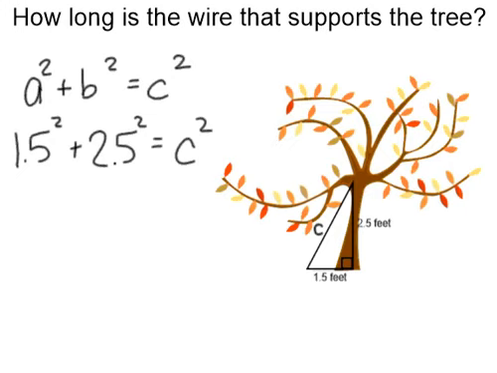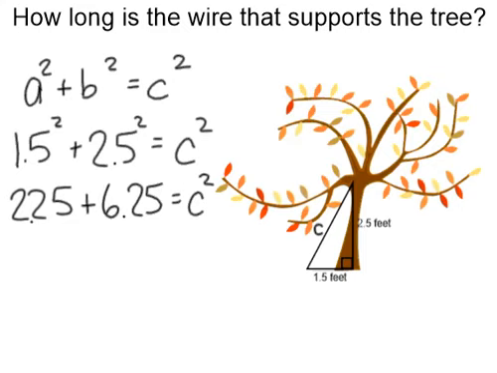15 times 15 is 225. And so 1.5 squared would be 2.25. Same thing, 25 times 25 is 625. So 2.5 times 2.5 is 6.25. That equals c squared. All right, we'll go ahead and combine these. That's going to be 8 and 5/10 equal to c squared.